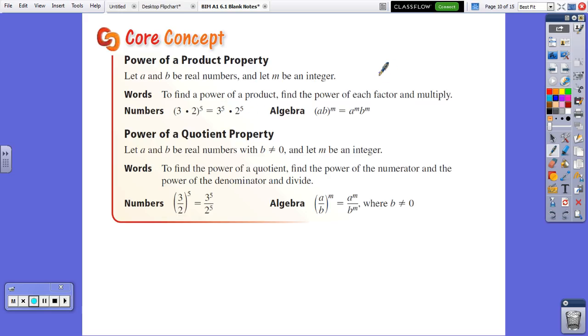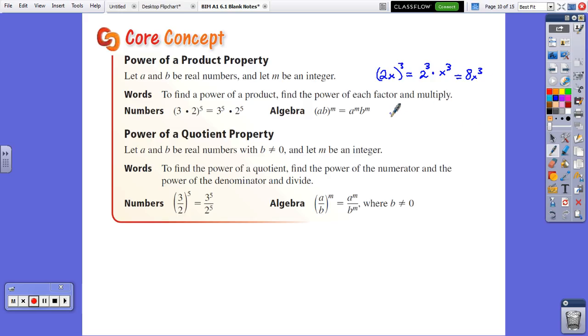Okay, so what this means is like if you have 2x in parentheses taken to the third power, this is the same as 2 to the third power times x to the third power. And so then 2 to the third power is 8, x to the third. The other thing is you can go backwards with this.